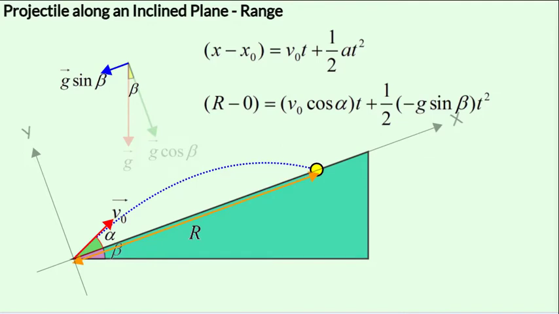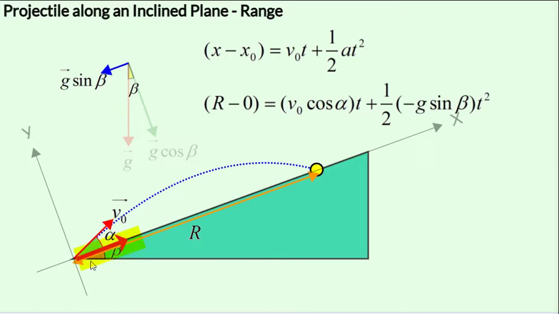So here we have the second equation of motion. x minus x0 equals v0 t plus half a t squared. Now for the range, think in terms of only the x direction, or along the incline. Now the initial displacement x0 is 0, that is the launch point of the projectile. The final displacement along the x-axis is the range r, which we want to compute.